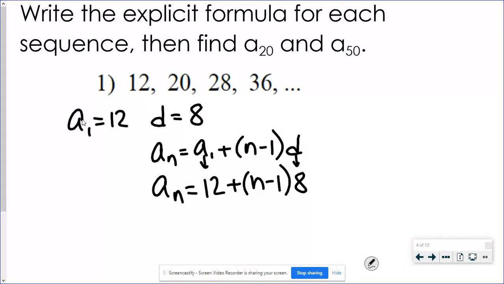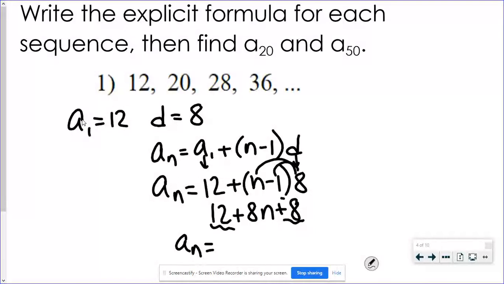We're going to distribute. So I'll have 12 plus 8n minus 8, or plus a negative 8. And then we combine these. Remember, they're on the same side, so you're not going to try to move them to the other side of the equal sign. We're just combining them. I'll put my 8n first, and then 12 plus negative 8 is 4.